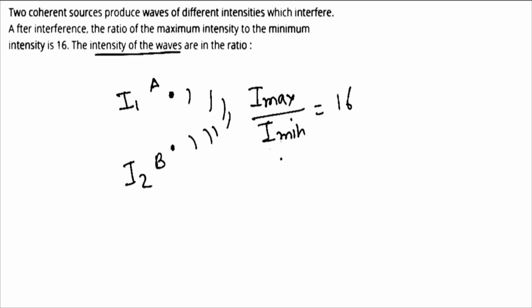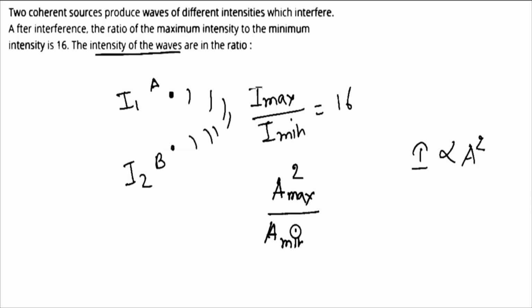We know that intensity is directly proportional to amplitude square. So we can write amplitude maximum square divided by amplitude minimum square will be equal to 16. From this we can say that A max by A min will be 4.